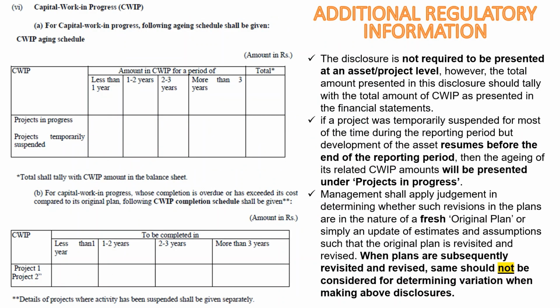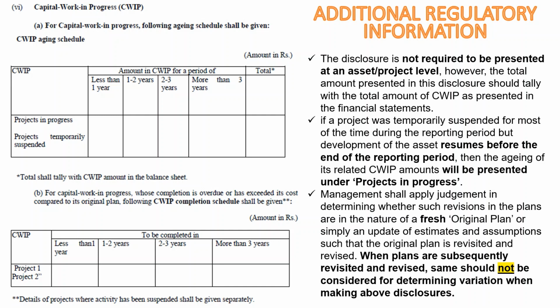Sixth disclosure is regarding capital work in progress. There are two parts of it. Part A deals with ageing in buckets of less than 1 year, 1 to 2 years, 2 to 3 years and more than 3 years for both projects in progress and projects temporarily suspended. Disclosure B is applicable if capital work in progress completion is overdue or exceeds the budgeted cost. Important points to be noted here are that disclosure is not required to be presented at asset or project level, but the total is to be matched with the balance sheet amount.